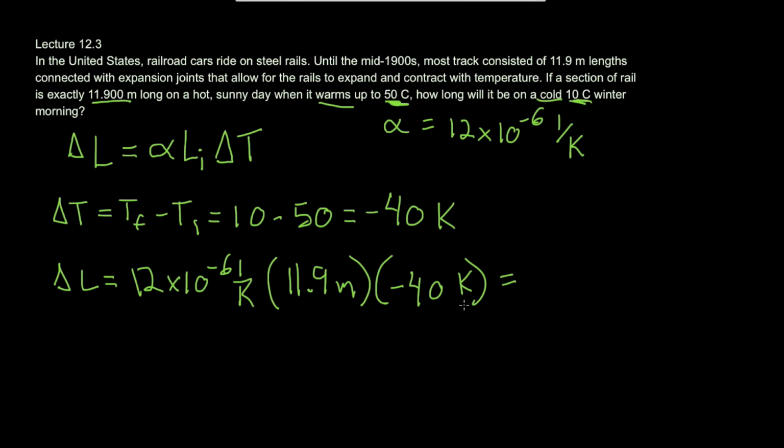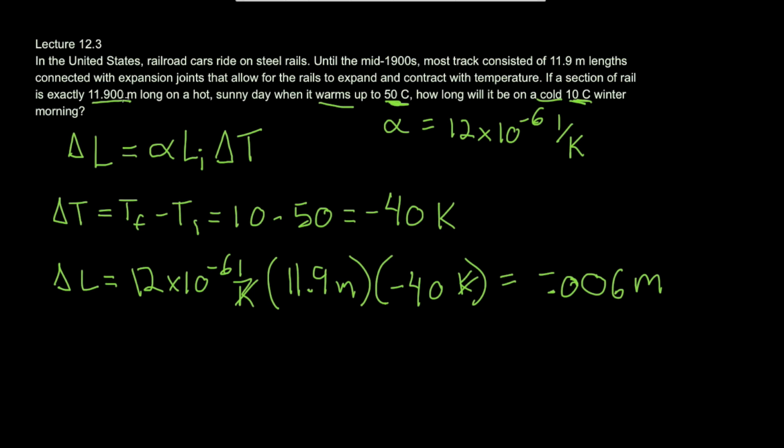So this is equal to, if you notice, our Kelvin is going to cancel out, and we're just left with meters. And this comes out to negative 0.006 meters. It's not going to shrink a lot, right? 0.006 meters. So it's just 6 millimeters.